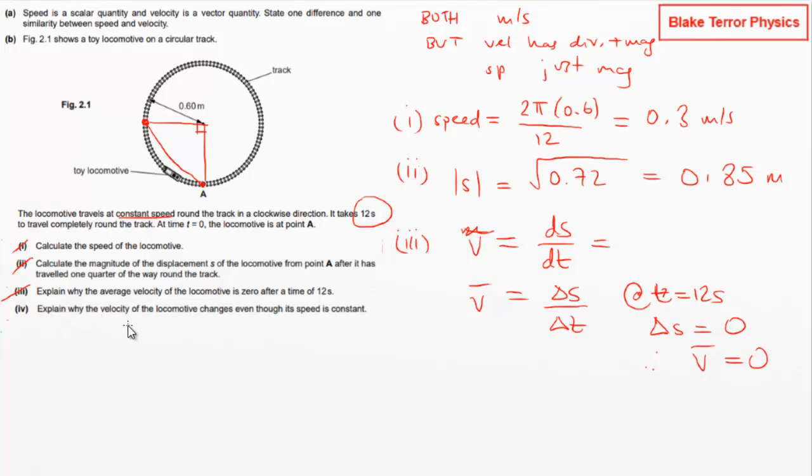Explain why the velocity of the locomotive changes even though its speed is constant. So we can have that because the direction of motion is changing, because this comes back to what we said at the beginning as one of the differences between velocity and speed, that velocity includes direction. So yeah, that's quite a nice one.